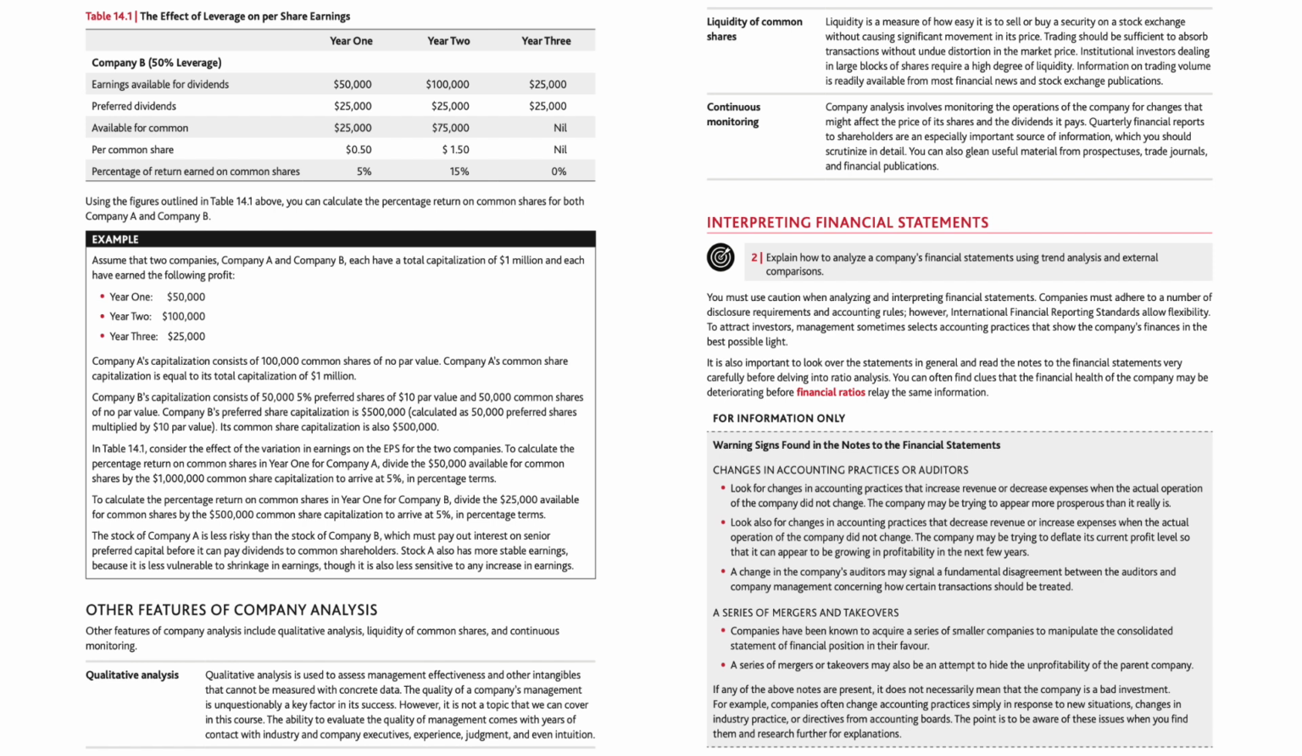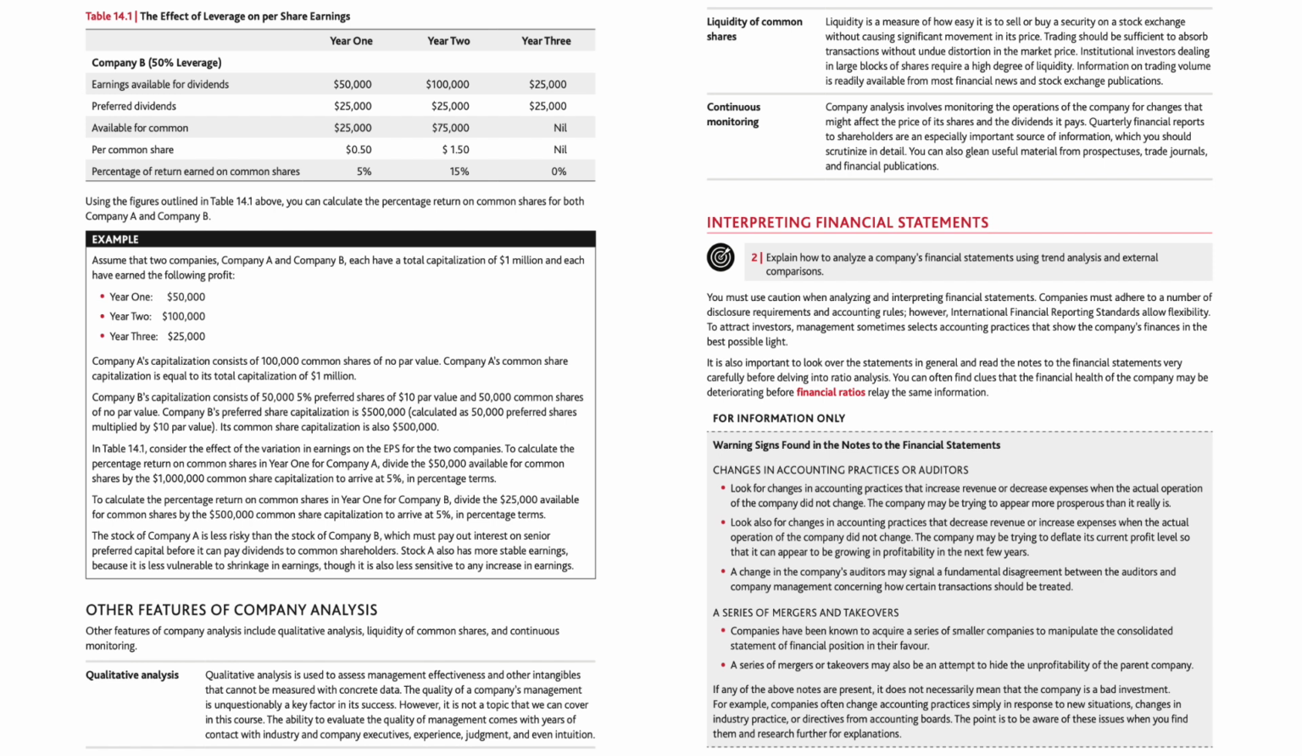Warning signs found in the notes to the financial statements. Changes in accounting practices or auditors. Look for changes in accounting practices that increase revenue or decrease expenses when the actual operation of the company did not change. The company may be trying to appear more prosperous than it really is. Look also for changes in accounting practices that decrease revenue or increase expenses when the actual operation of the company did not change. The company may be trying to deflate its current profit level so that it can appear to be growing in profitability in the next few years.